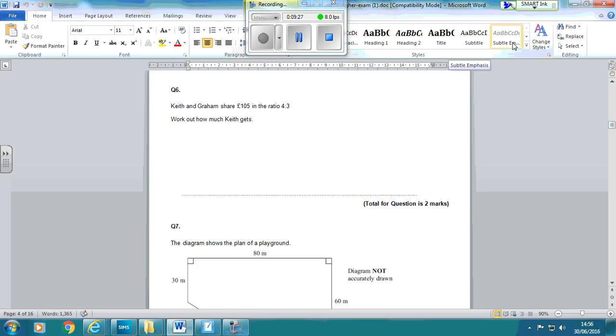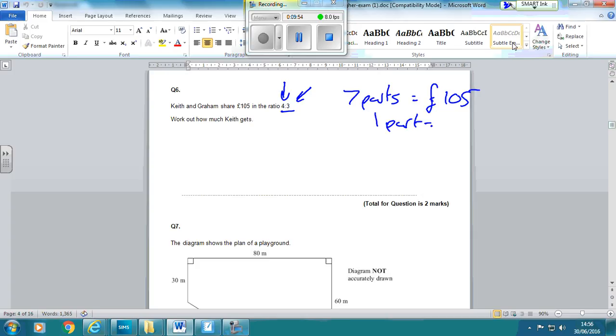Okay, Keith and Graham share £105 in the ratio 4:3. So whenever we share stuff in the ratio, what we do is we need to add the ratio up. So that's going to be 4 parts, which is Keith's share, and you've got 3 parts, which is Graham's share. So that's going to be 7 parts in total. So what we're doing is we're sharing £105 in 7 parts. So then what we need to do is we need to work out what 1 part is.